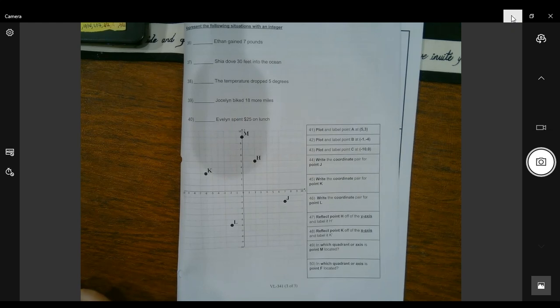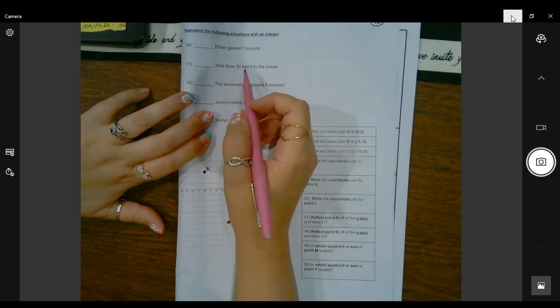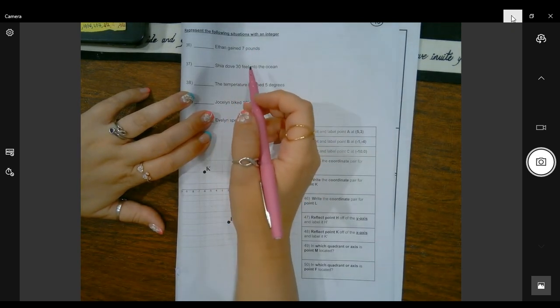All right, today we are continuing where we left off on our study guide. We're going to start on problem 36 in the section that says represent the following situations with an integer. What is an integer? Does it include fractions or decimals? Remember, integers are only negative and positive whole numbers. So I need to look for keywords to indicate whether that's representing a positive or negative number.